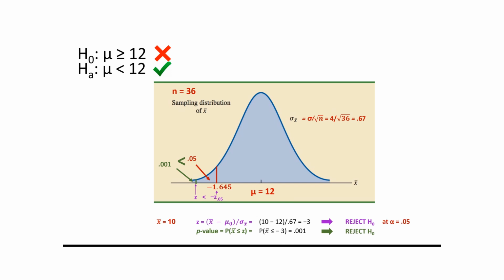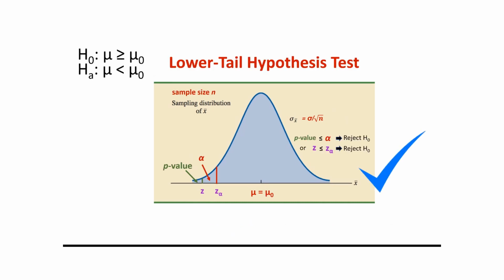Using the critical value approach, we reject H0 at the stated level of significance 0.05. Using the p-value approach, we'll reject H0 at the observed level of significance 0.001. So we're able to establish that we are much more confident in rejecting H0. The probability of us making a type 1 error by rejecting H0 is actually only 0.001, which is much less than 0.05. This was a lower tail test.